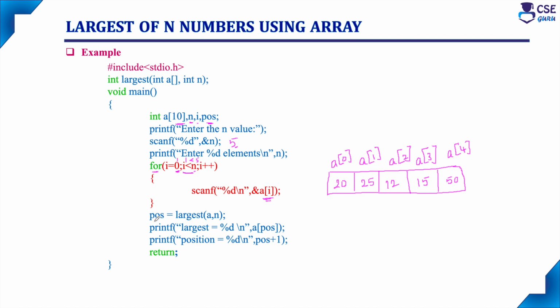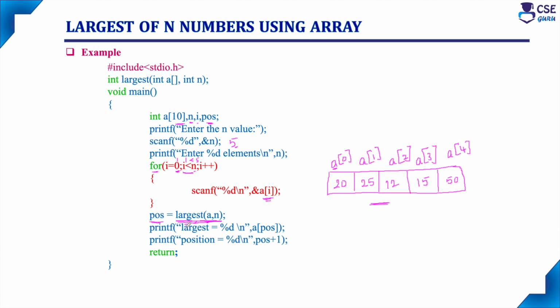Then this function will be called. position = largest(a, n), and this is the function. Here, if we consider the function, we are passing two values. One is a, which is nothing but this array. If you specify it like this, the total array will be sent to this function largest.